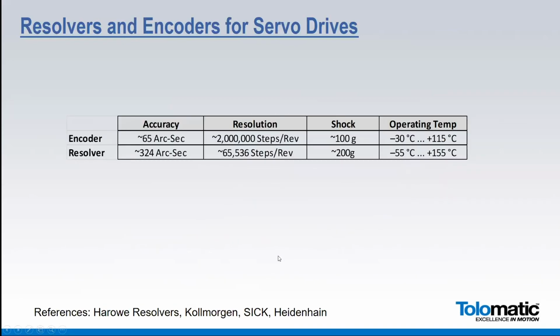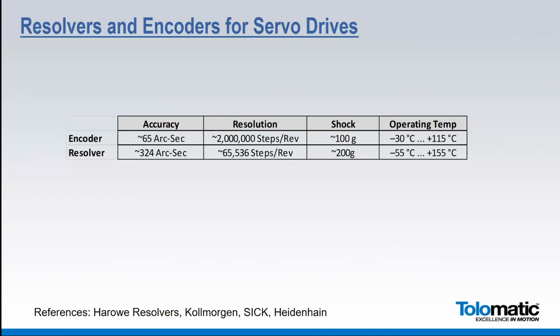So what are the differences in performance between resolvers and encoders? Well, over the years, both of them have improved remarkably, but there are still some pretty significant differences. If you look at the accuracy of an encoder versus a resolver, comparing high-end resolvers and encoders, an encoder is still about 5 times more accurate than a resolver, just because a resolver is really a mechanical device. So the accuracy is related to how well you wind it and manufacture it.